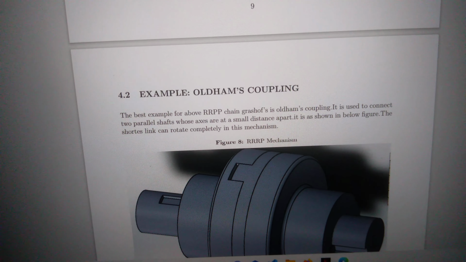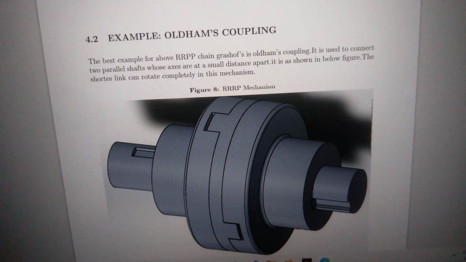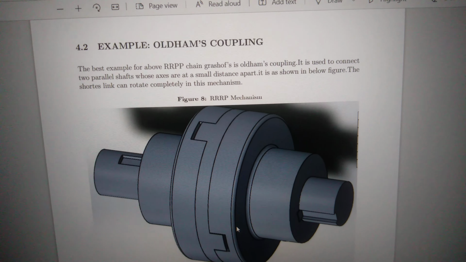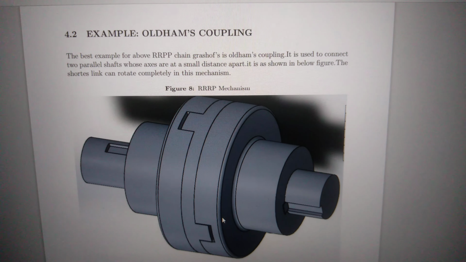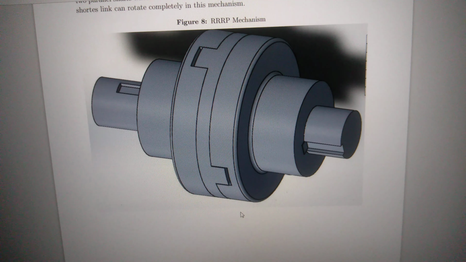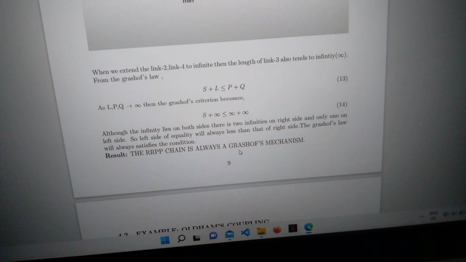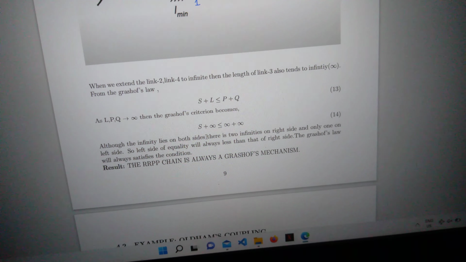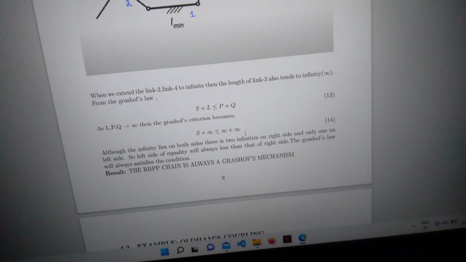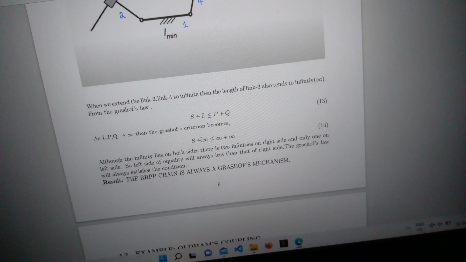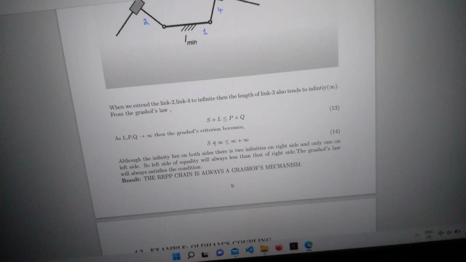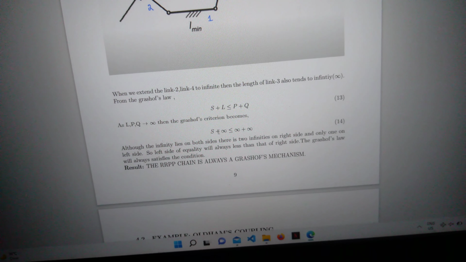Now let's go to the Oldham's coupling, sir. The best example for the above RRPP configuration is the Oldham's coupling. It is used to connect two parallel shafts whose axes are at a small distance apart, as you can see in the figure, sir. I actually made a tiny mistake, sir. Here S plus infinity should always be less than or equal to infinity plus infinity. Here we have two infinities on the right and only one on the left, so the left side will always be less than or equal to infinity plus infinity. That's why RRPP is always a Grashof mechanism.